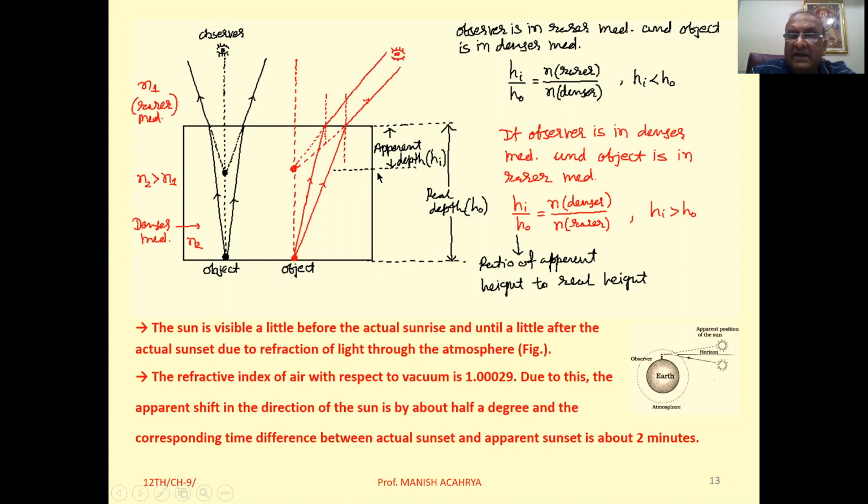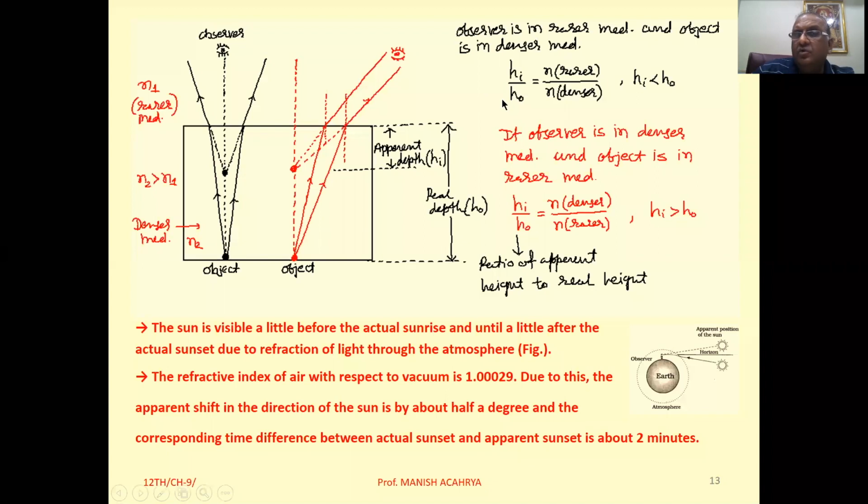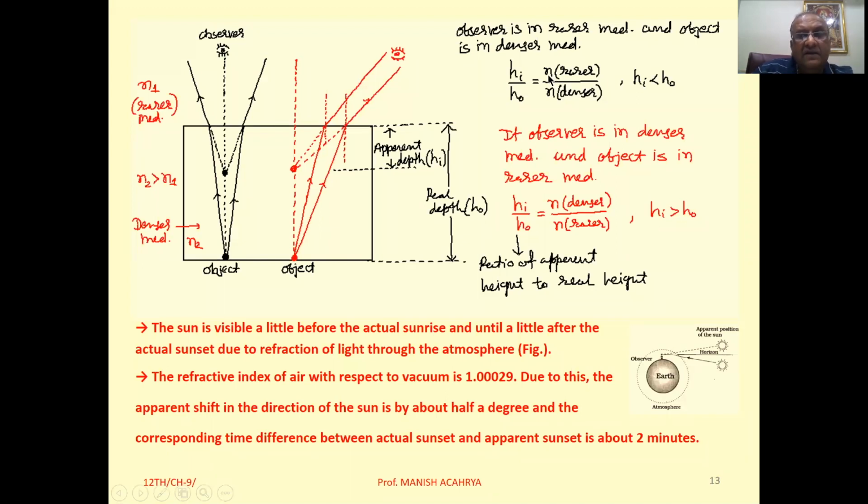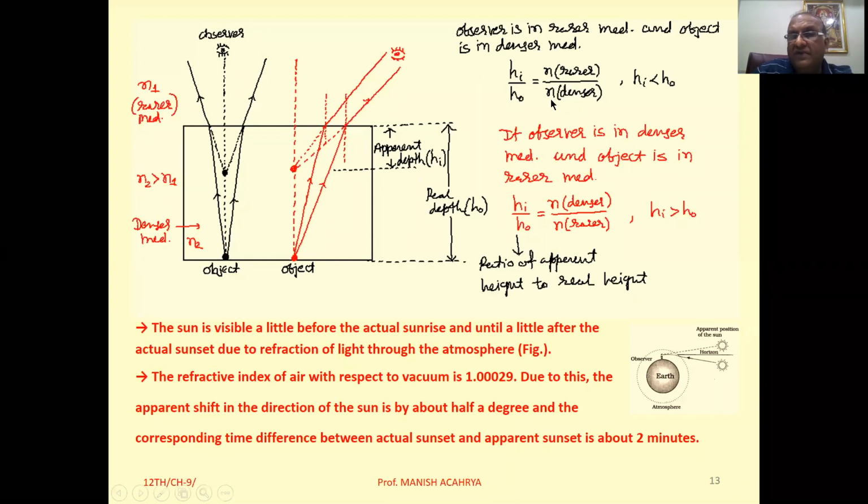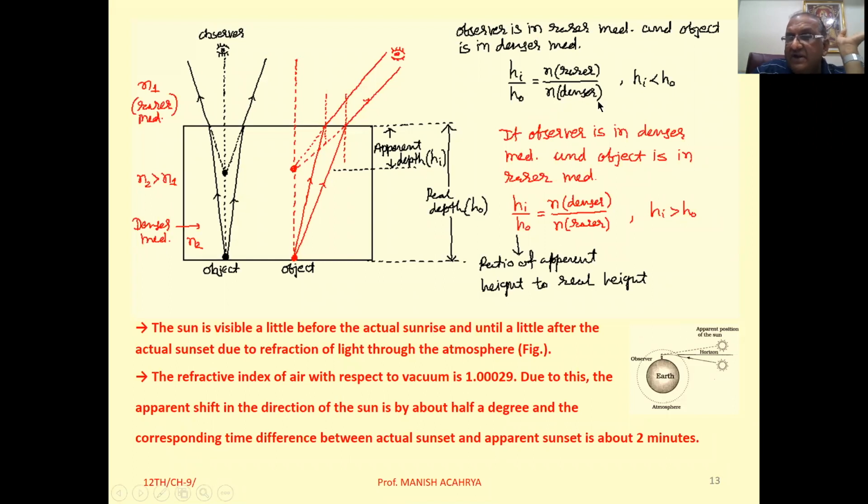So apparent depth, that is represented by hi, and real depth, that is represented by ho. So when the observer is in the rarer medium and the object is in the denser medium, then the ratio of the apparent depth to the real depth is given by the refractive index of the rarer medium upon the refractive index of the denser medium.